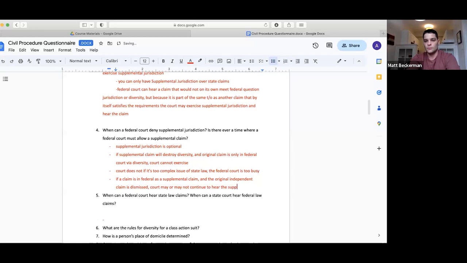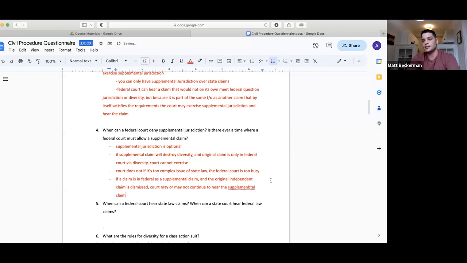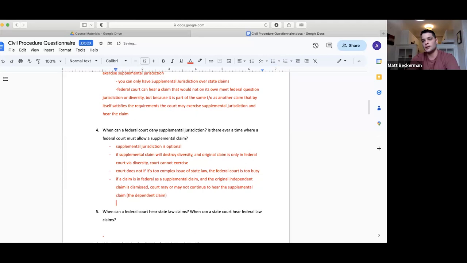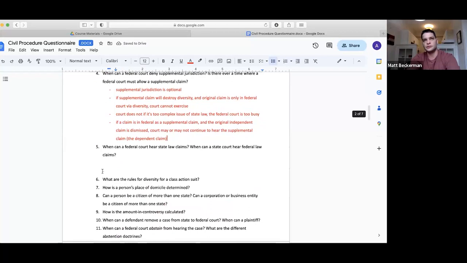So think about, if you're tested on this, which is possible, it's not guaranteed, what is the independent claim? What is the dependent claim, the supplemental claim? And what is the relationship between them? Is this a very unique case or is it just a common tort? If it's just a common tort question, they're probably not going to deny it. But if it would involve the meaning of state power and could destroy state sovereignty, they probably wouldn't take it.